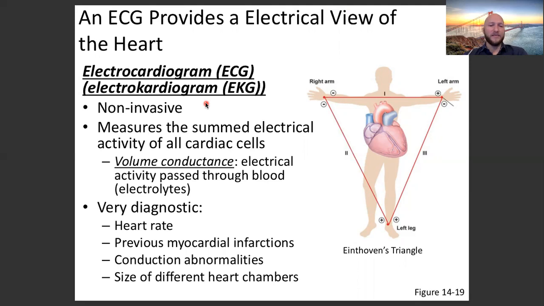Electrical activity passes through your blood. There are electrolytes in your blood. What we're able to do is put sensors on your wrists and your feet or your ankle, and we can actually detect the electrical activity of your heart by putting sensors on those parts of your body because of volume conductance, because that electrical event travels through our bloodstream.